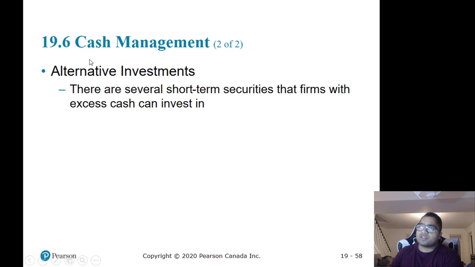If you do not need cash, you can invest it. There are several short-term securities that firms with excess cash can invest in. These are called money market investments. It could be treasury bills issued by the government, or it could be commercial papers issued by companies.